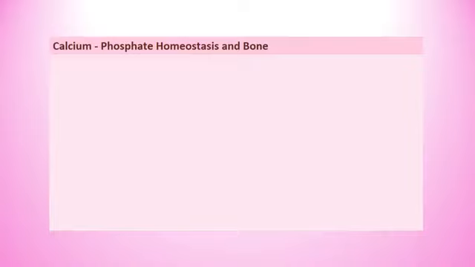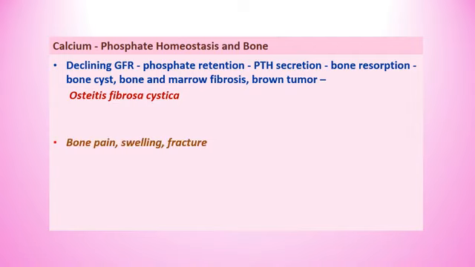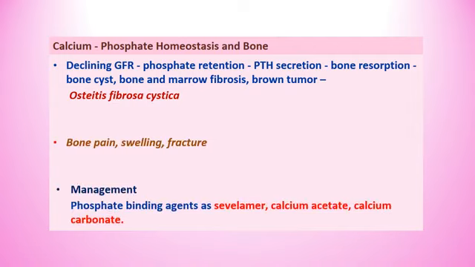Calcium phosphate homeostasis and bone. Declining glomerular filtration rate results in phosphate retention, parathormone secretion, and bone resorption, and as a result, formation of bone cyst, bone fibrosis and brown tumor, that is osteitis fibrosa cystica. Clinical manifestation: bone pain, swelling, fracture. Treatment: phosphate binding agents such as sevelamer, calcium acetate and calcium carbonate.